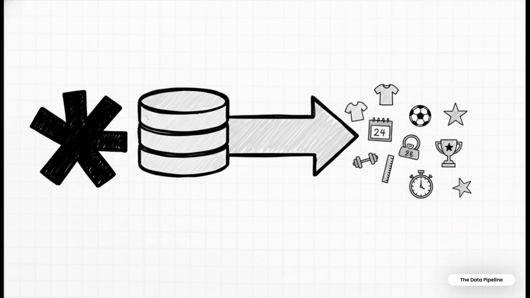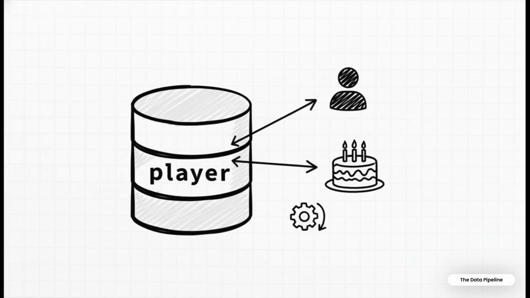Select star from player. Now, that little asterisk, the star, is basically a wildcard that means all columns. You're telling the database to grab every single piece of information from our player table. And for our examples, we're going to be playing around with a cool database full of stats from the FIFA video game.